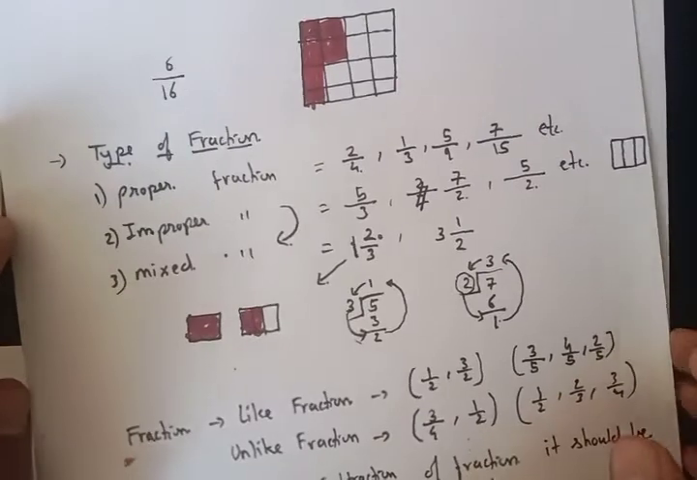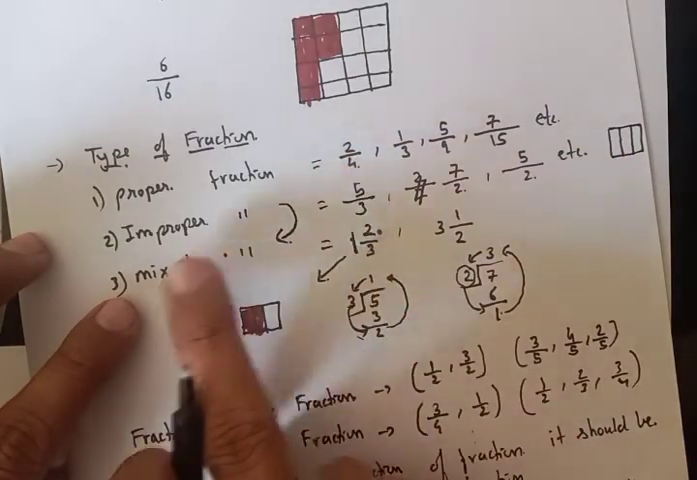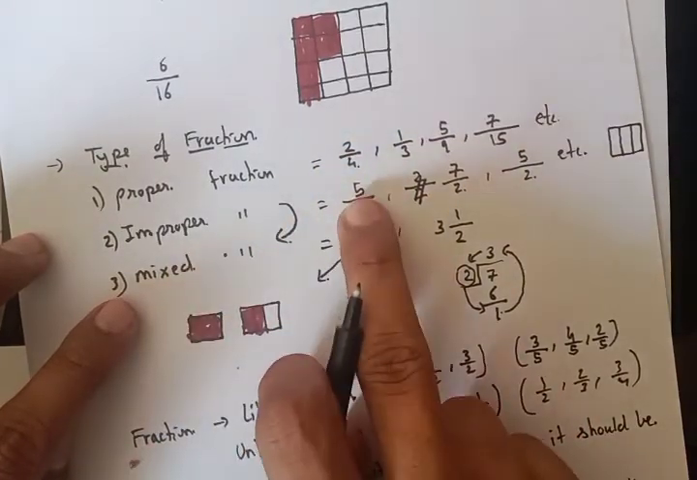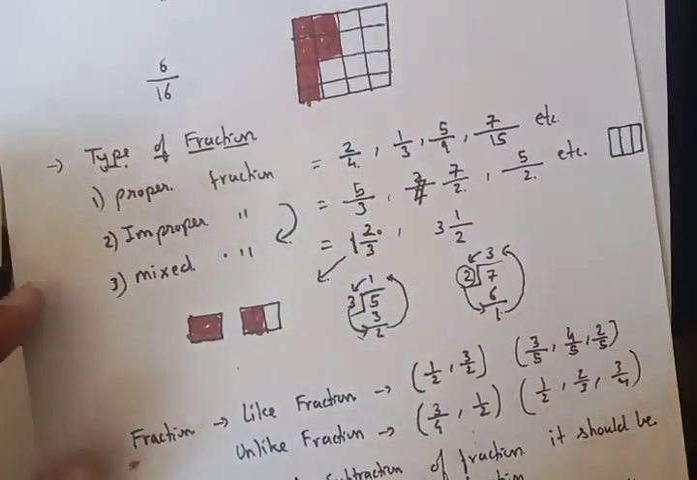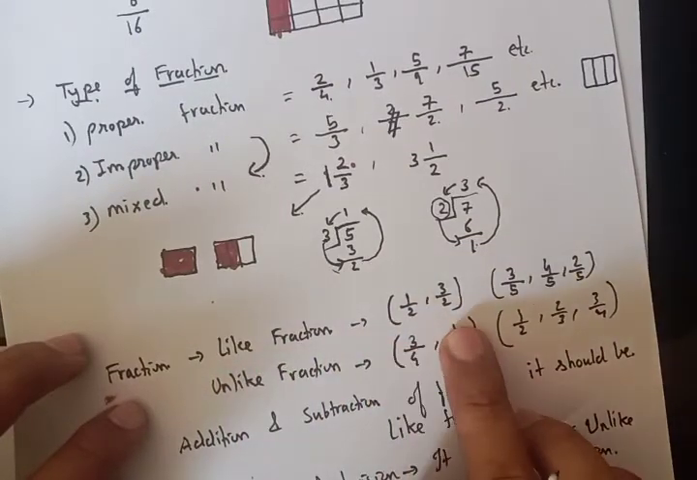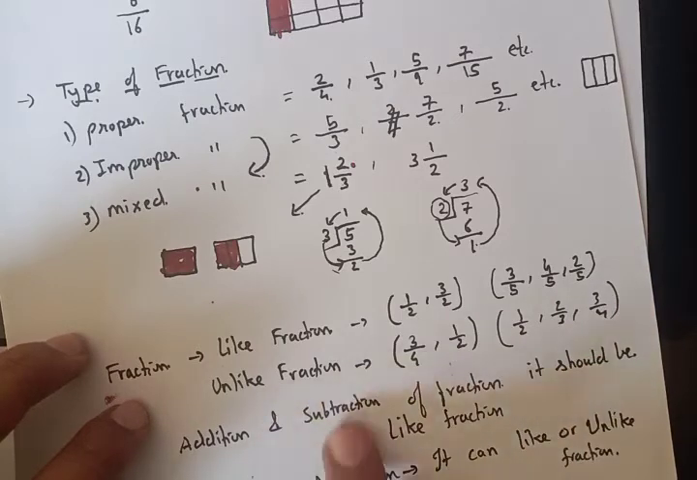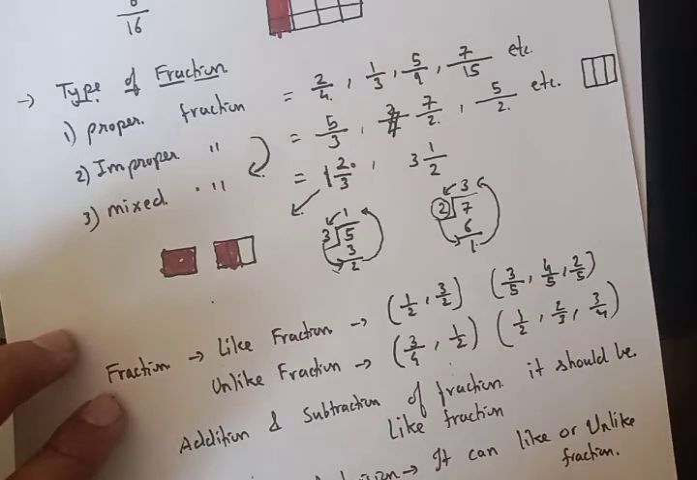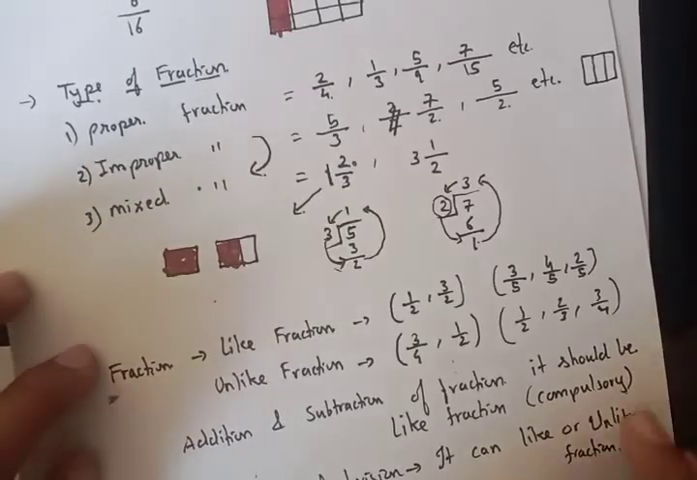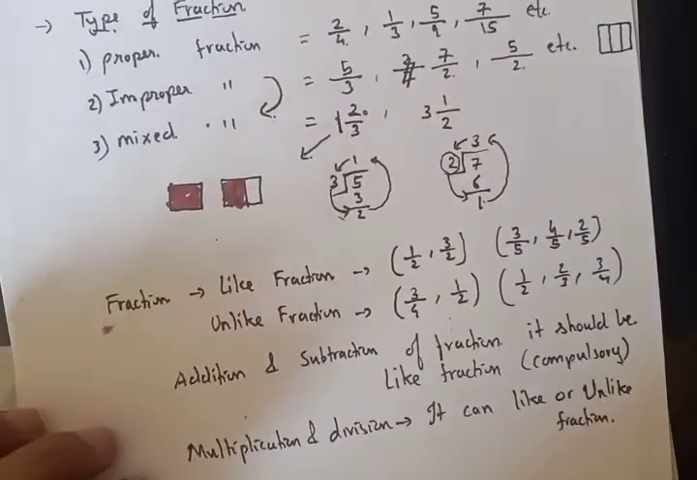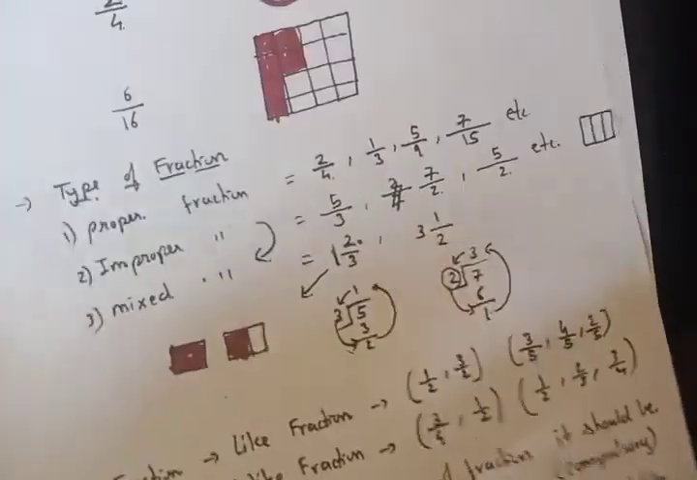Let's do a quick revision. Proper fractions, like 2 by 4, where the denominator is bigger than the numerator. Improper fractions, where the denominator is smaller than the numerator. A mixed fraction is a number which contains a whole number plus a fraction. Like fractions, where the denominators are the same. Unlike fractions, where the denominators are different. For addition and subtraction, fractions should be like fractions, compulsory, and it is a very important point. Please remember, compulsory. Without like fractions we cannot do addition and subtraction of fractions. And for multiplication and division, they can be like or unlike, no matter what.